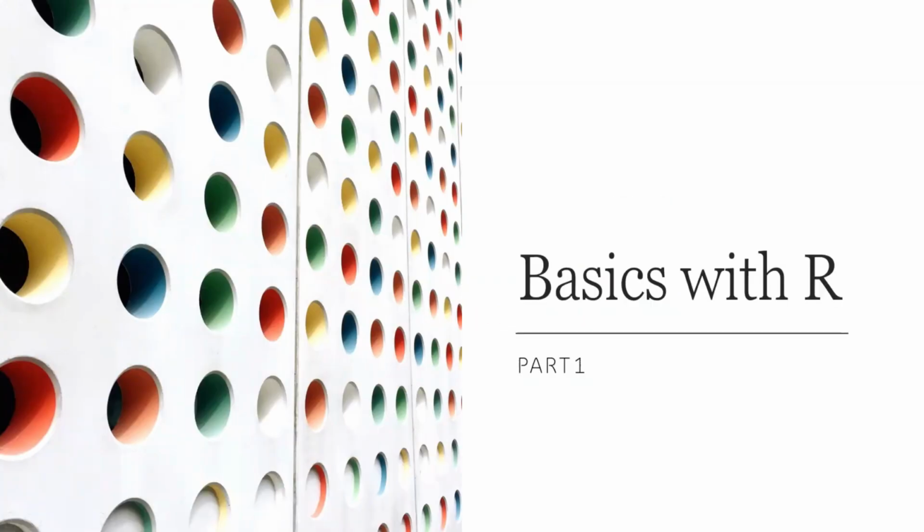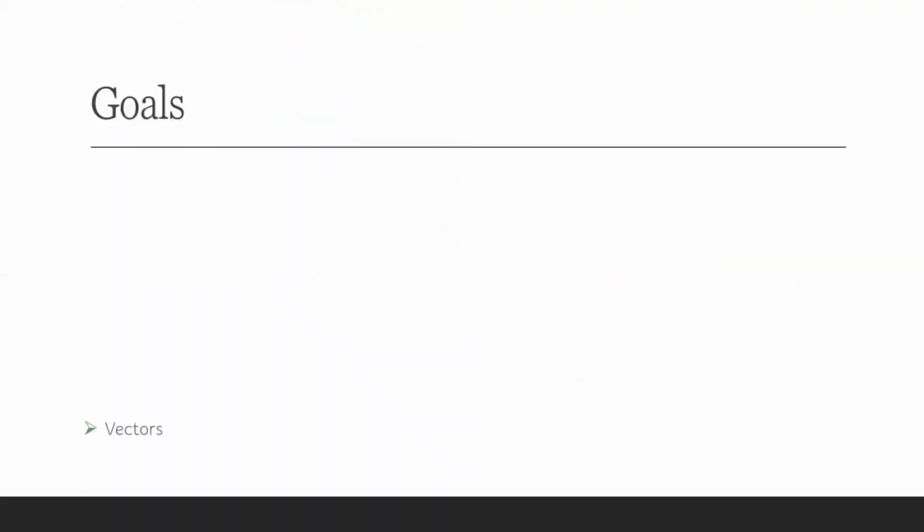Welcome everyone to the first video of our second outline, which is Basics with R. So this video is part 1. Let's see what topics we will be covering in this outline. First of all, we have vectors, then matrices, then lists, then factors, and then data frames. All of these are basically data structures, and we will learn about each one of them in each video.